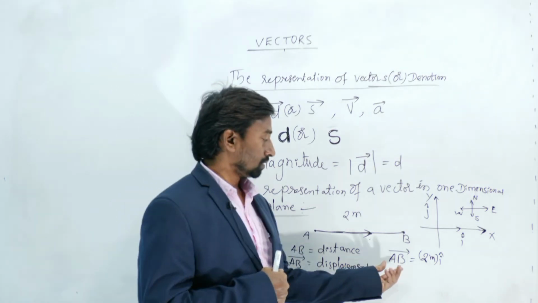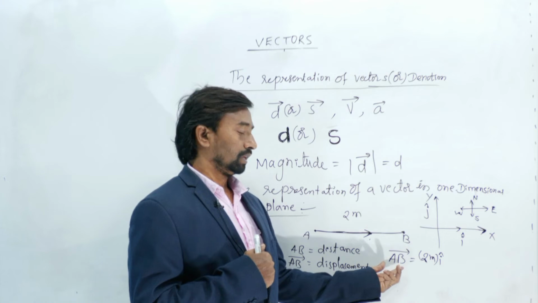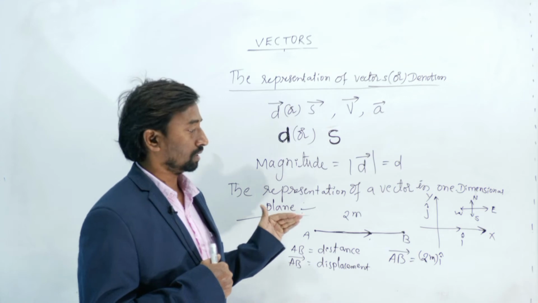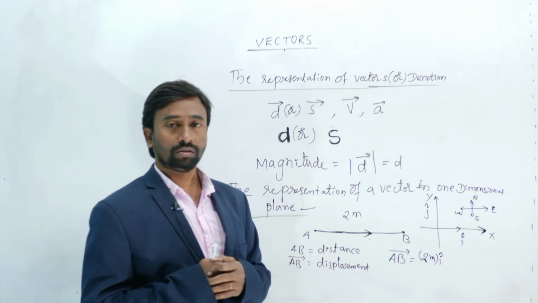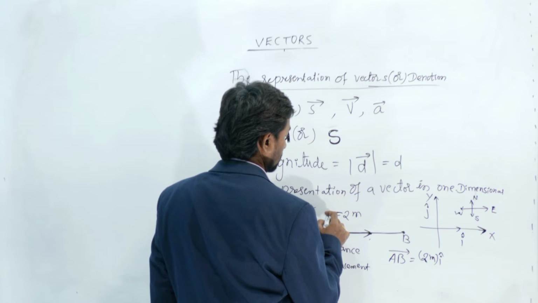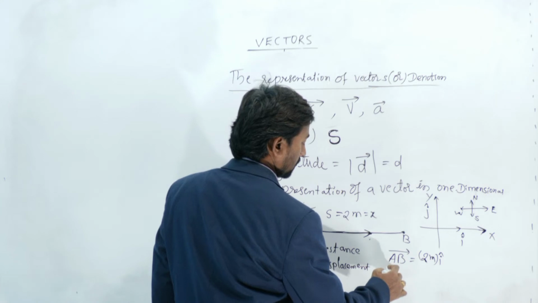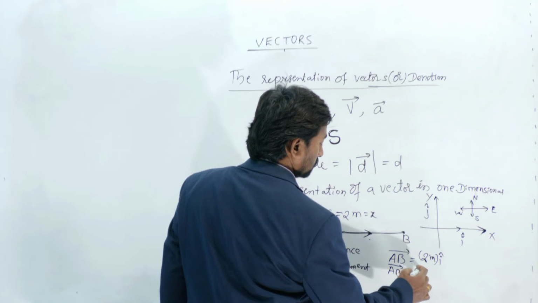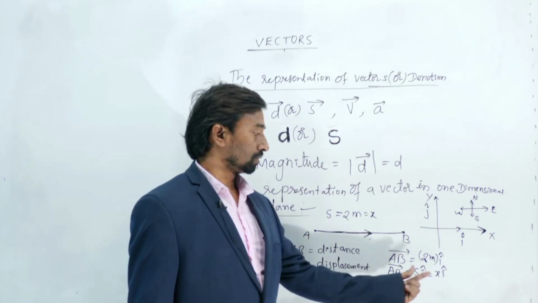To represent any physical quantity, we will represent it like this: A B bar. Suppose here AB is a vector, the displacement vector along the positive x direction. That vector can be written as 2 meters into I cap. Let us consider a displacement s, or even we can consider x, no problem. Then in vector form it can be written as s into I cap, or x into I cap. So AB bar is equal to x into I cap.